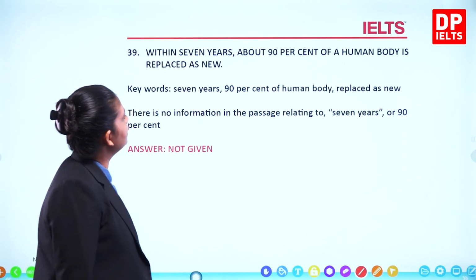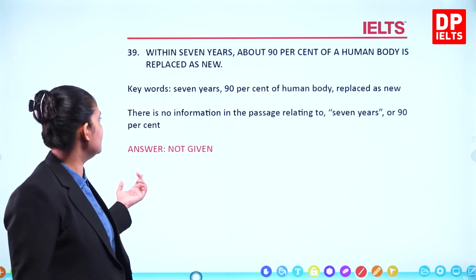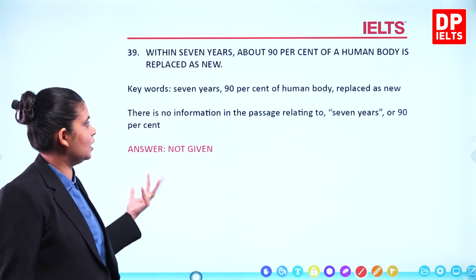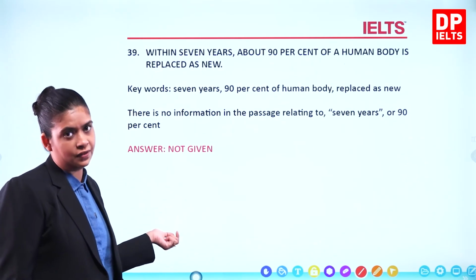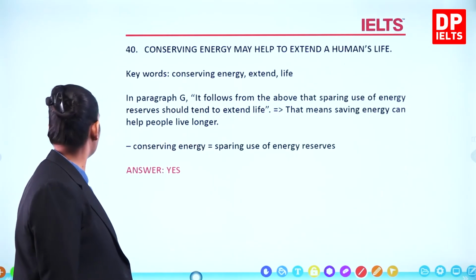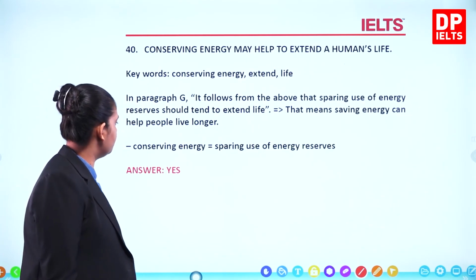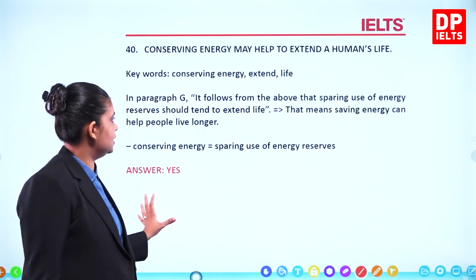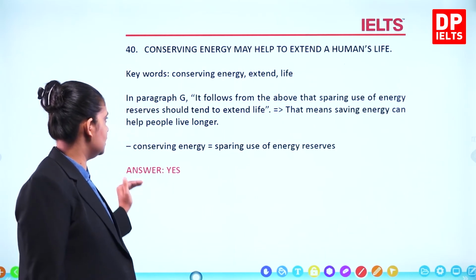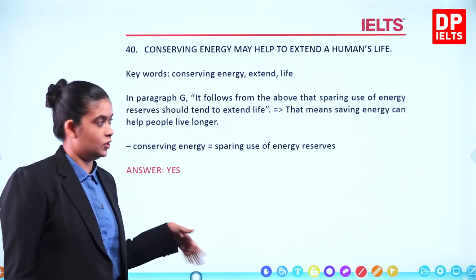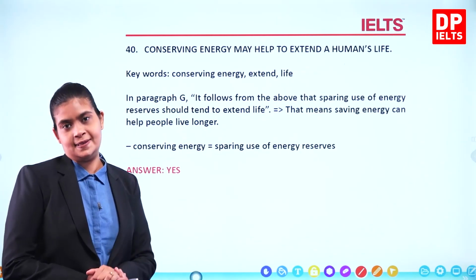39. Within 7 years, about 90% of the human body is replaced as new. Well, there's no information relating to 7 years, right, or 90%, so we don't really know, not given. And the last question, conserving energy may help to extend humans' life, right? If you go to para G, they tell you, it follows from the above that sparing use of energy reserves should tend to extend life, which means obviously saving energy can help people live longer. So the answer is yes.